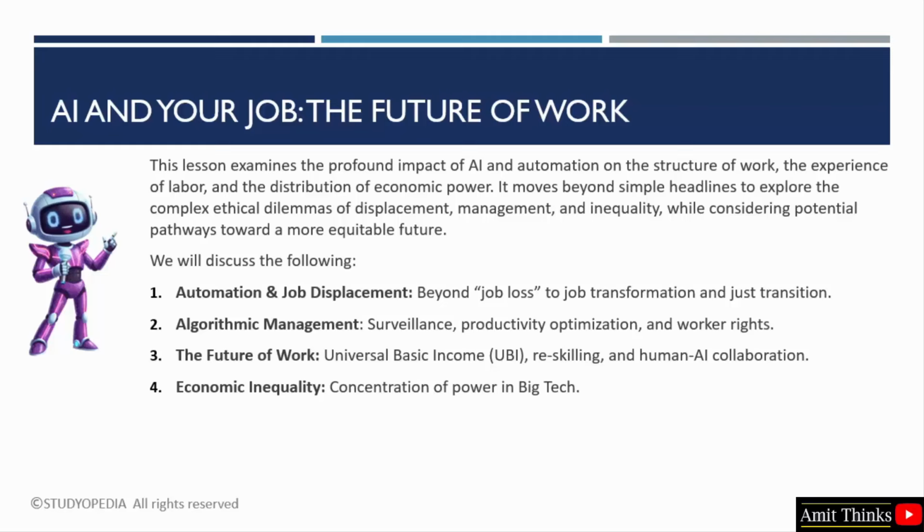It goes beyond headlines to unpack ethical challenges like displacement, control, and inequality, while also considering fairer futures. We will discuss the following, beginning with automation and job displacement. Not just job loss, we will look at how roles evolve and what a just transition means. Algorithm management. Here we will see how AI tracks workers, boosts productivity and affects rights and autonomy. The third one will be future of work. Ideas like universal basic income, reskilling and teaming up with AI. Fourth one is economic utility. How big tech's dominance shapes wealth and power distribution.